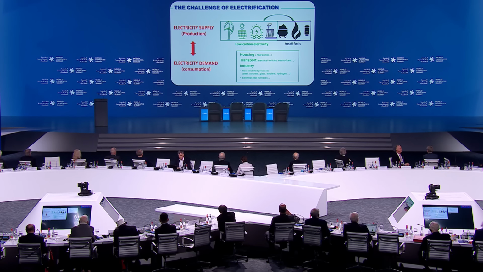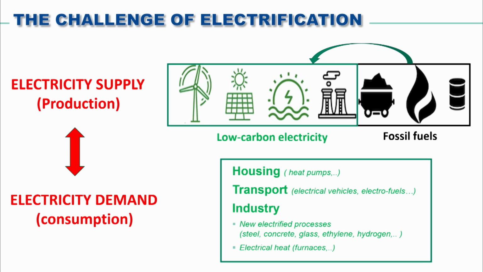We have also not succeeded in many parts of the world in stimulating the electricity demand. So we increase the electricity supply, but the electricity demand is not coming at the right level, which means electrifying devices in housing, in transport, of course electrical vehicles, electrofuels, and also making industry more electrical with new electrified processes for making steel, cement, concrete, glass, ethylene, hydrogen, and also for introducing electrical heat massively into the industry.